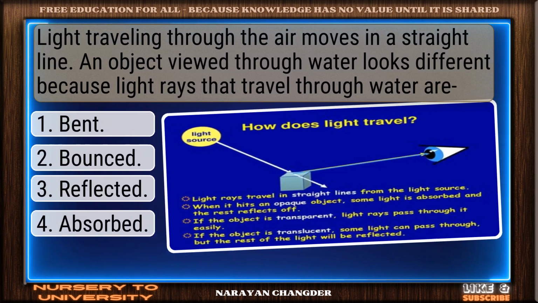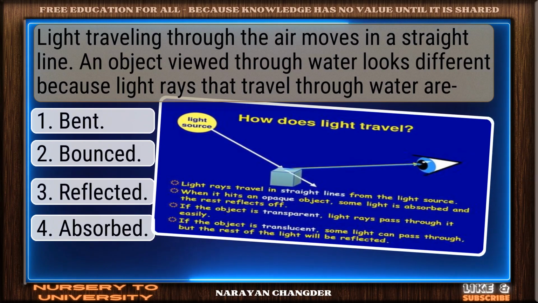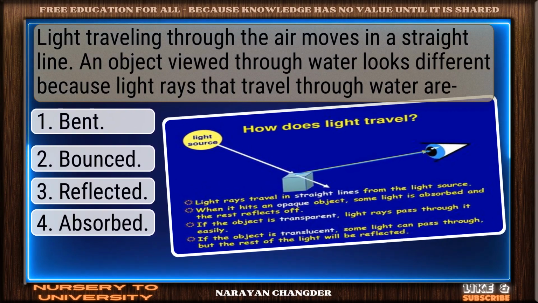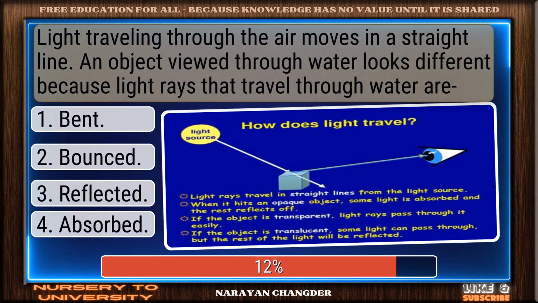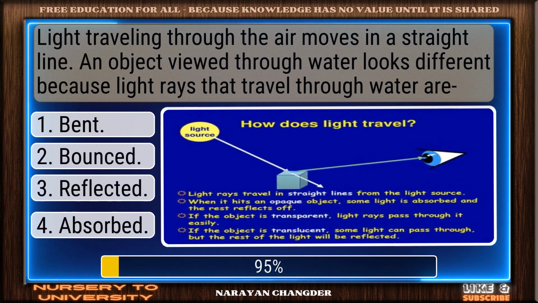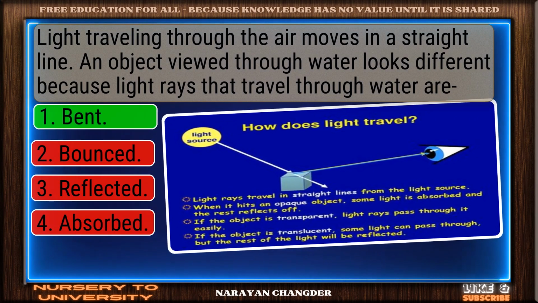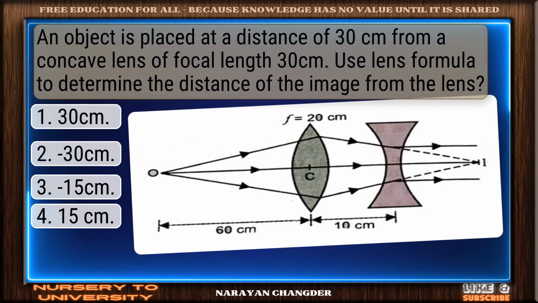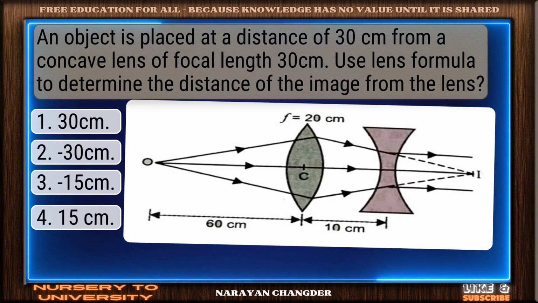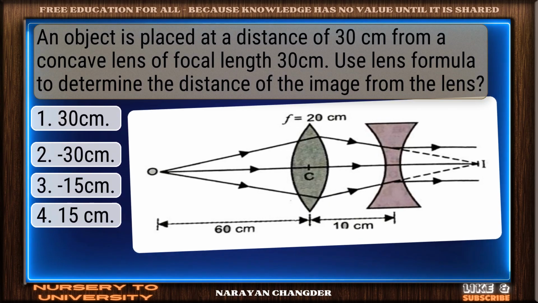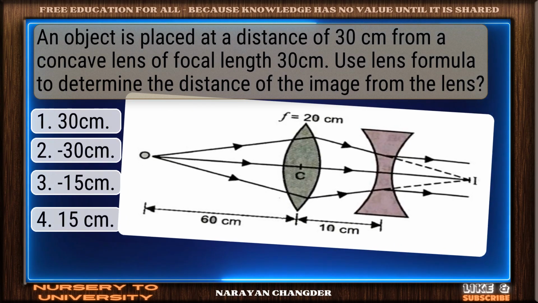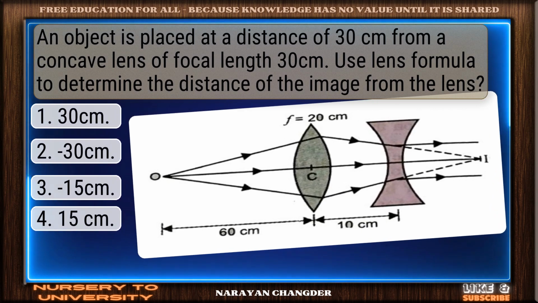Light traveling through the air moves in a straight line. An object viewed through water looks different because light rays that travel through water are. Right choice. Bent is the best answer. An object is placed at a distance of 30 cm from a concave lens of focal length 30 cm. Use lens formula to determine the distance of the image from the lens.